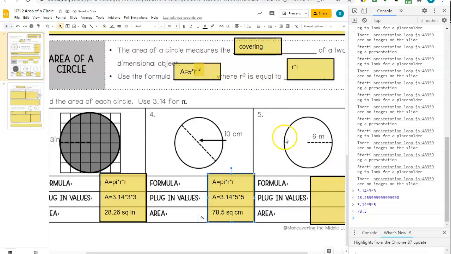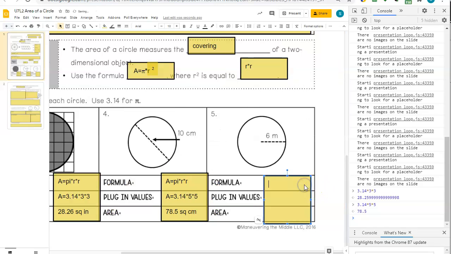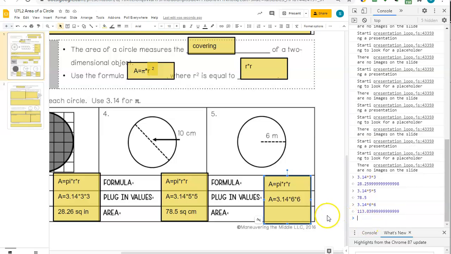Alright. Last one, well here the radius is 6, so we're going to use that same formula. So we've got A equals pi times r times r. So our A equals 3.14 times, or not 5 times, 6 times 6. Let's do the work. And there we get 113.04.